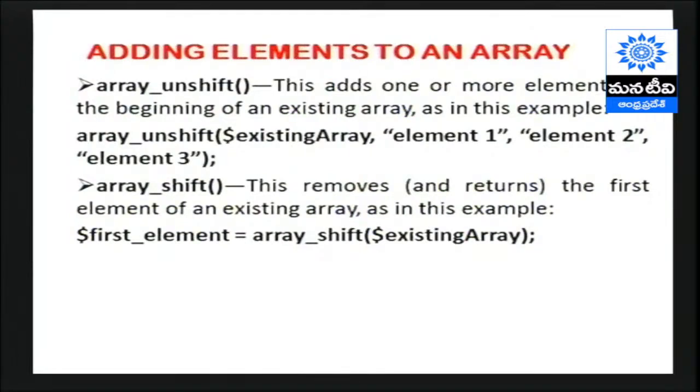Likewise, whenever we want to remove an element from the beginning or from the starting position, then we can use the array shift. This function allows us to remove the first element from the array, that is, from the beginning of the array. Unlike the array pop function, which deletes an element at the end of the array, the array shift function removes the element at the beginning of the array.